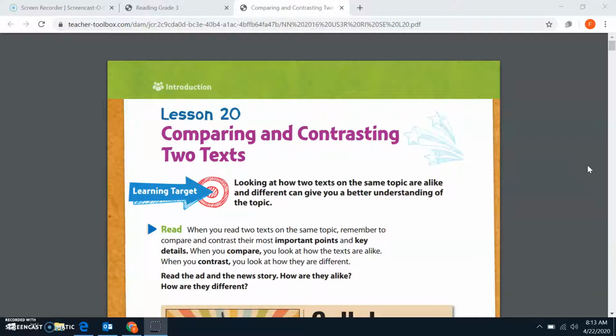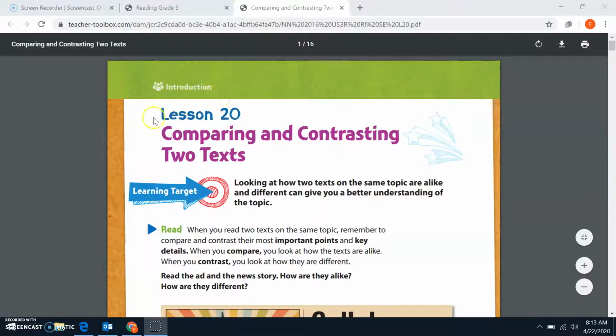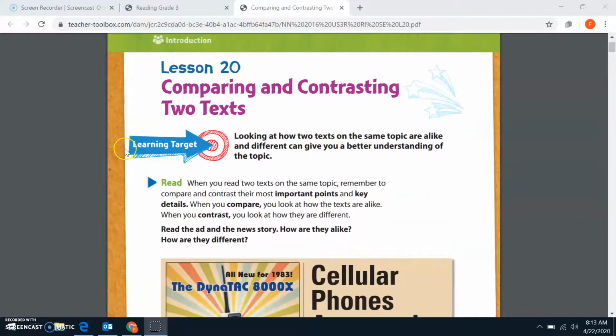I just want to real fast go over our lesson for today. We're going to be using the same text for today and tomorrow's lesson, okay? So we've been doing lesson 20, and I've kind of let you do it a little bit on your own, but we've been working on comparing and contrasting two texts, all right?